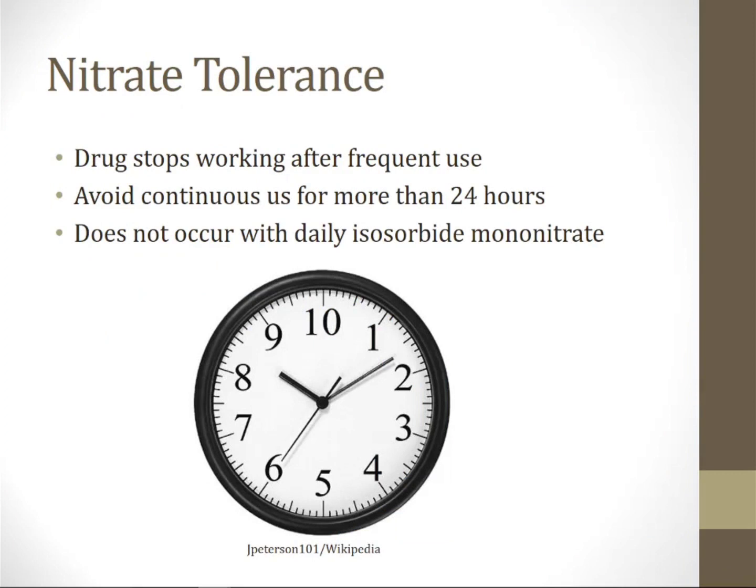Decades ago, the only forms of nitroglycerin that were available were the short-acting forms that you take under the tongue, and what used to happen is patients would take them over and over again, and the drug would stop working because of frequent use. This is because the body becomes tolerant to the effects. So the way this was avoided a long time ago was to not use it continuously, or sometimes tell patients to take a 24-hour holiday where they don't use the drug at all. In the modern era, we don't see this very much because we usually administer the long-acting form of nitroglycerin, isosorbide mononitrate, and tolerance does not occur with this form of the drug.